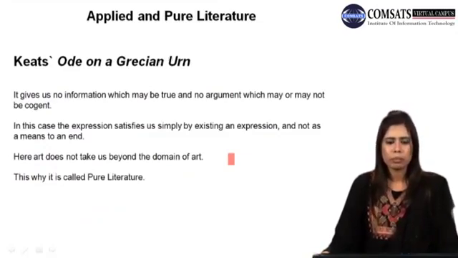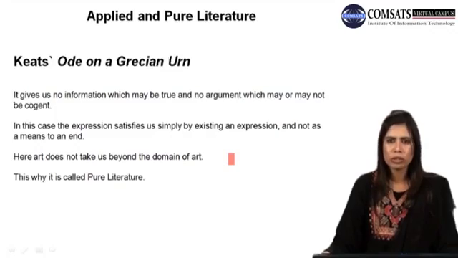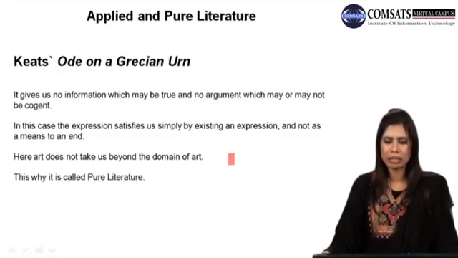Ode on Aggression on gives us no information which may be true, or no argument which may or may not be cogent. In this case, the expression satisfies us simply by existing as an expression and not as a means to an end. Here art does not take us beyond the domain of art. That is why this is called pure literature. So in this, basically we do not know either the information or any argument that is clear or not.